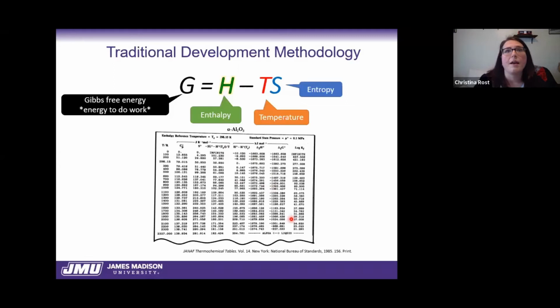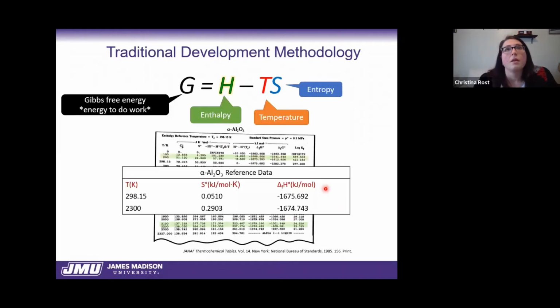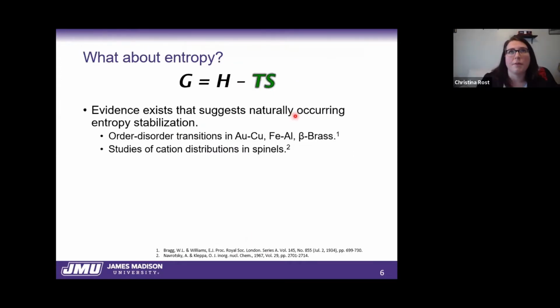And the example I have here from the thermochemical tables is for alpha phase alumina. If I pull my little excerpt here, we can see that the enthalpy of formation is very, very large and negative. And while the entropy term does increase with temperature, the product of this value still does not match what is happening here, okay? So that kind of begs the question about how does entropy really play a role in the stabilization of materials? And it certainly does.